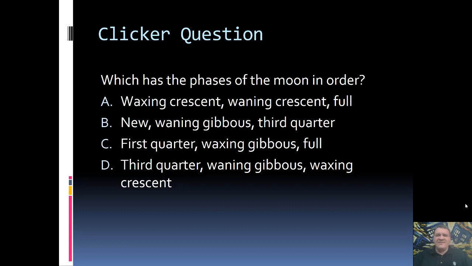Which has the phases of the moon in order? A, waxing crescent, waning crescent, full. B, new, waning gibbous, third quarter. C, first quarter, waxing gibbous, full. D, third quarter, waning gibbous, waxing crescent. Let's see if you remember this one.